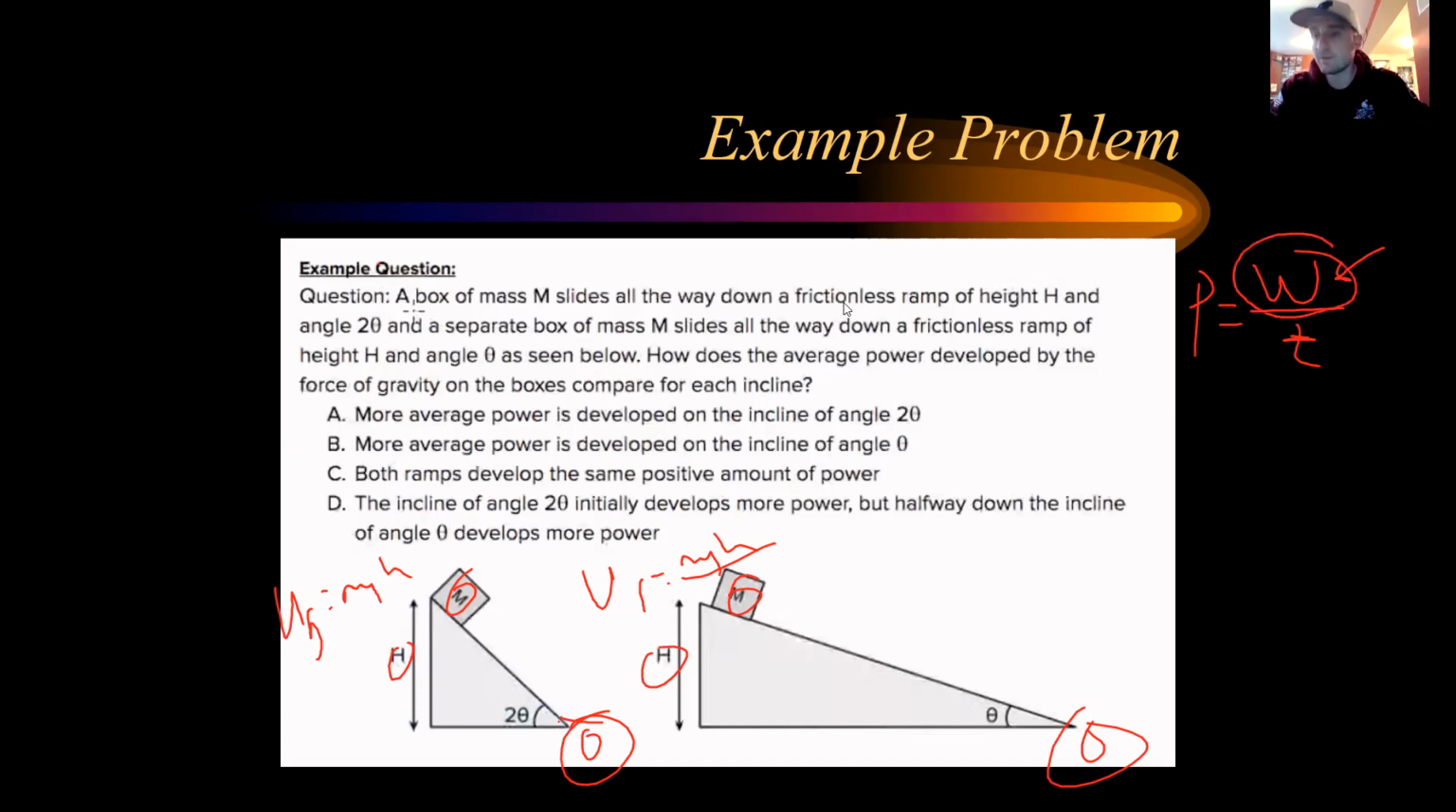So I got the same value for both here. Now let's look at the time. Which block is going to get to the ground first? Common sense says this one is going to get to the ground first in a smaller amount of time. So option one has a smaller amount of time. So you're dividing by a smaller number, thus giving you a bigger number for the power.